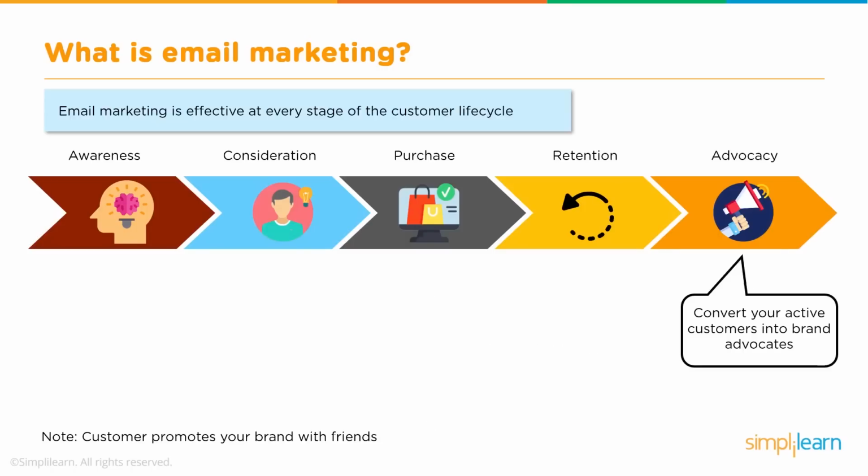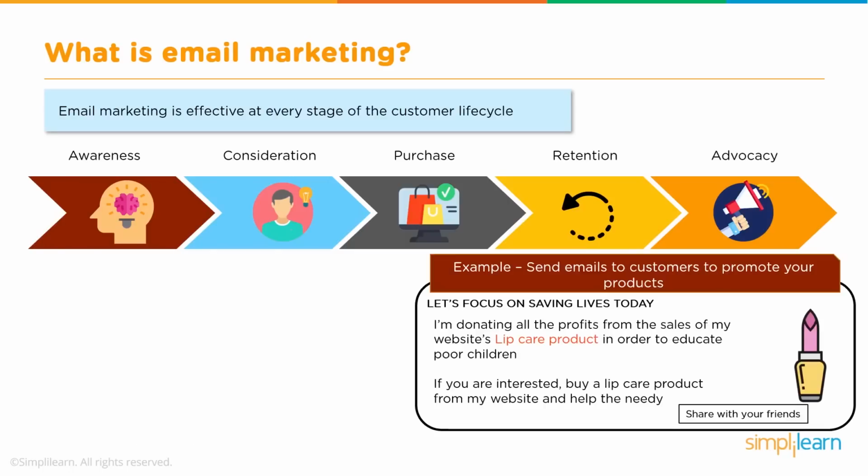And then what we want to do is advocacy. The last step in that customer life cycle. We want to convert that active customer into a brand advocate. We want that customer to talk about our brand for us. We want them to promote it and talk about it with their friends. So for example, we want to send an email to those customers to promote our products. We could say, hey, the sales of our products for this particular day or for this month are going to go to our favorite nonprofit. Could be educating poor children or cleaning up plastic in the ocean or saving animals.